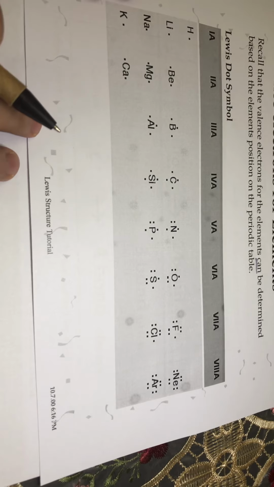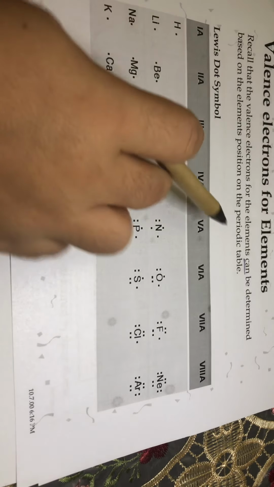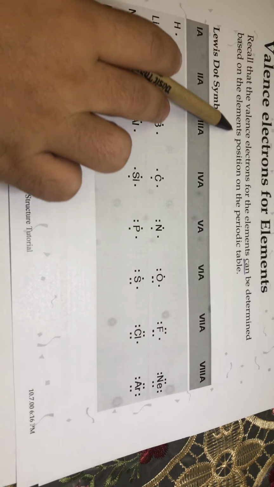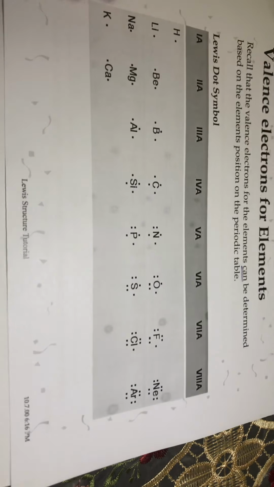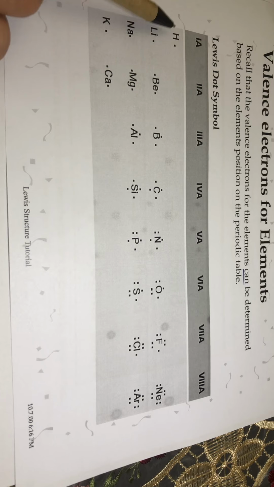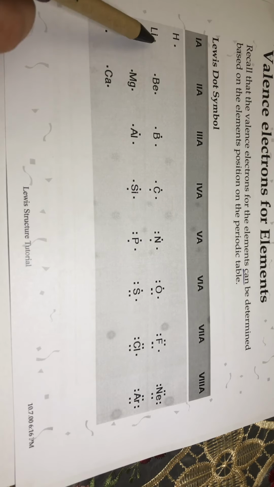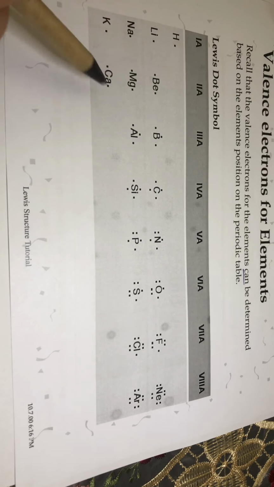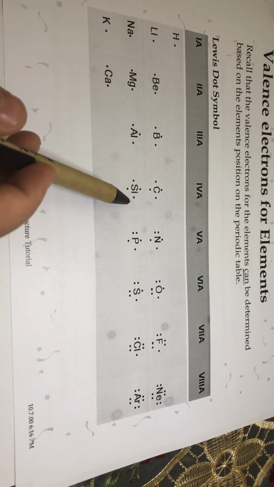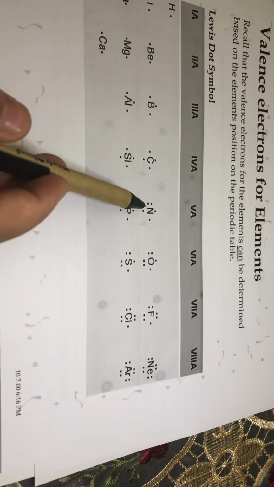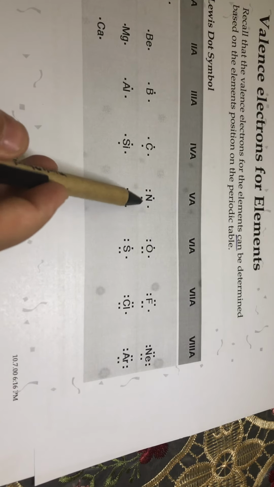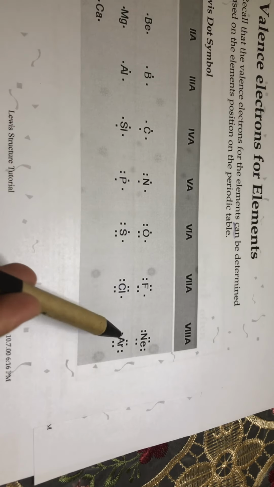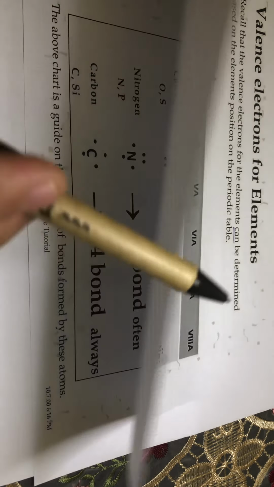Valence electrons. First of all, we should know what a valence electron is. Valence electrons can be determined based on the element's position on the periodic table. For example, group number 1, like hydrogen, lithium, sodium and potassium, ends with 1 electron, so we draw 1 dot. For group number 2, like beryllium, magnesium and calcium, we draw 2; aluminum 3; group number 4, like carbon and silicon, 4; nitrogen 5; oxygen 6; halogens 7; and the noble gases 8.